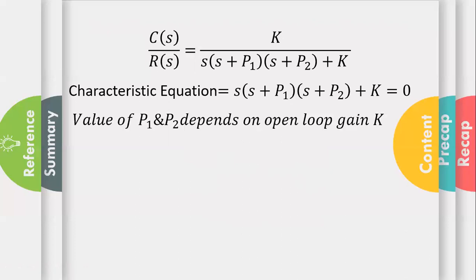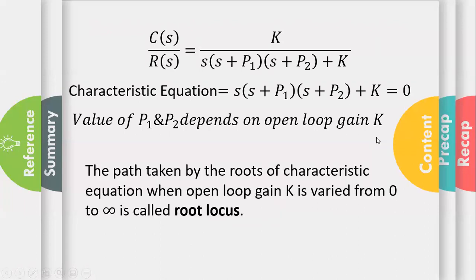Based on this characteristic equation, we can tell that the roots will depend on the value of k. What is this k? K is called the open loop gain. So the values of the roots will depend on the value of the open loop gain. The definition of root locus is the path taken by the roots of the characteristic equation, in this problem the poles, when the open loop gain varies from 0 to infinity. So we are going to change the value of k from 0 to infinity.